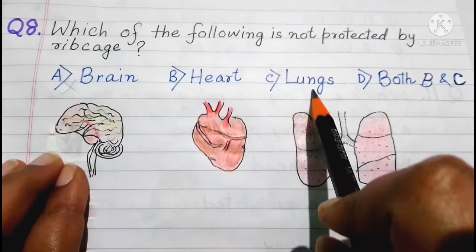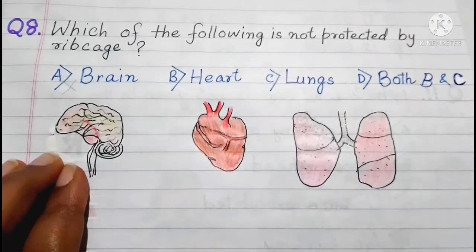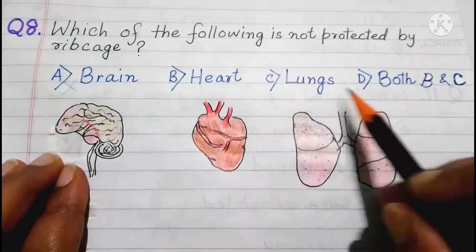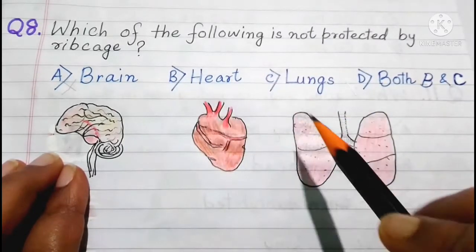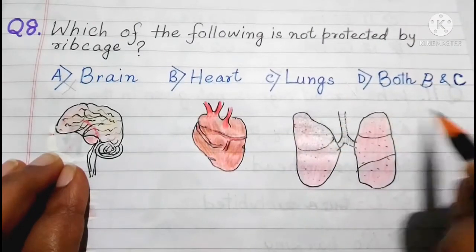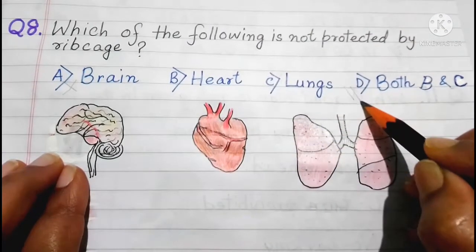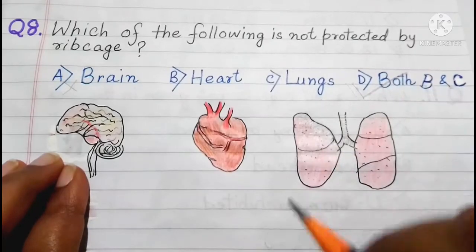Heart, option B, and option C, both are present inside the rib cage. So neither B nor C will be the answer. The answer will be both B and C. Okay, so D option is the correct answer.